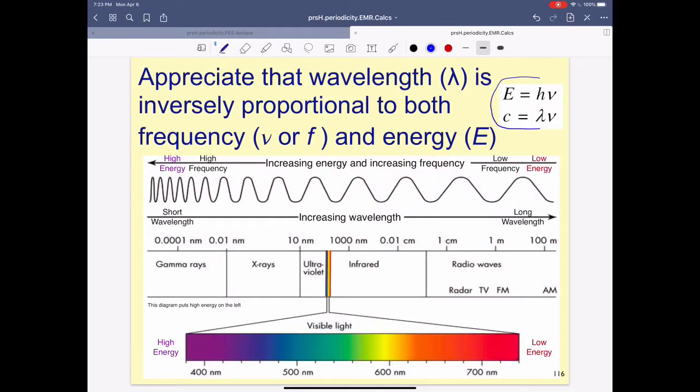Again, here's our equations where we'd like to realize that since the speed of light is a constant for all electromagnetic radiation, which we can call light, of course only a small segment of the electromagnetic spectrum is visible light, but the wavelength of light and frequency are inversely proportional. Because the speed of light is a constant, they are inversely proportional, whereas you can see that energy is directly proportional to frequency.